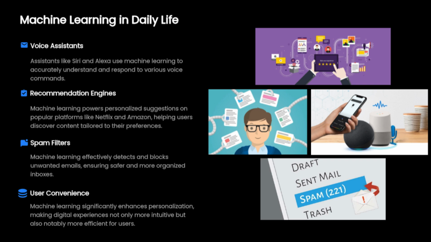Another common example is spam filters. Machine learning helps email systems automatically detect and block spam or phishing emails, keeping our inboxes clean and secure. Finally, all of these applications improve user convenience. By learning from user behavior, machine learning makes digital experiences more personalized, faster, and more efficient, saving time and effort in daily activities. In short, machine learning quietly works behind the scenes, making our everyday digital life smarter and easier.